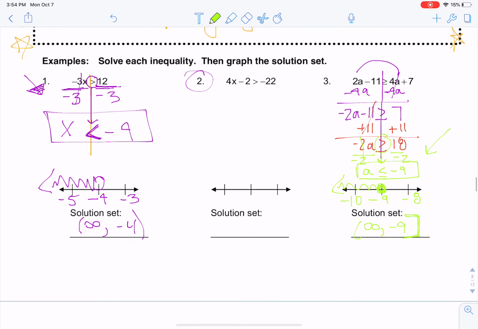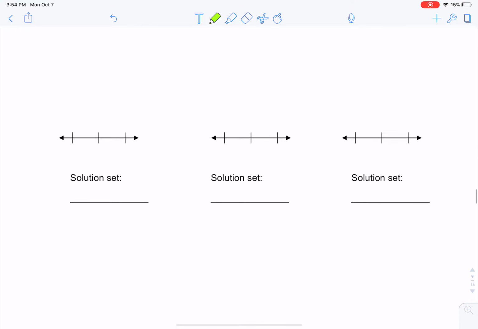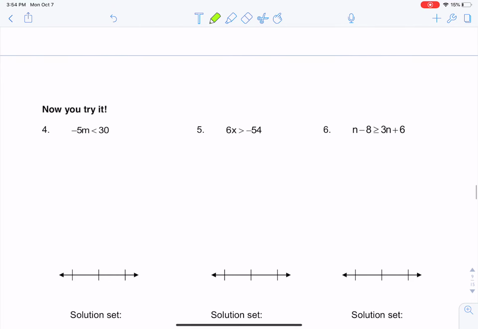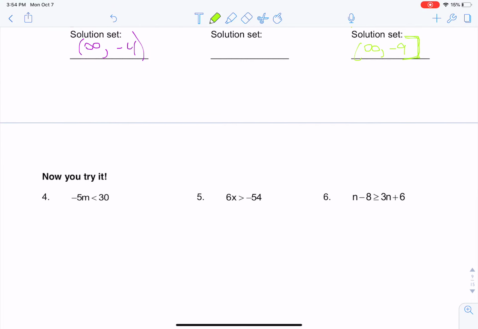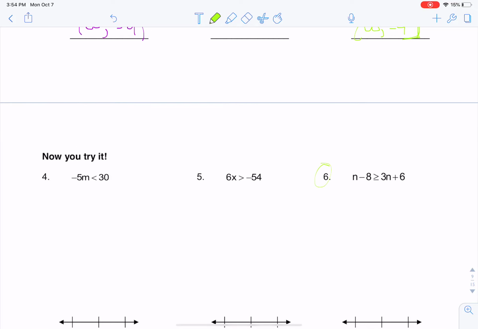Okay, you've got some problems here to try. If you are good with this, go ahead and pause me and stop me. I'm going to do one more with you, and then we'll call it a day, okay? So I'm going to go to number 6. I'm going to draw my line. I want to try to get n's to one side. So I'm going to subtract 3 from both sides. Those go away. So I have -2a minus 8 is greater than or equal to 6.